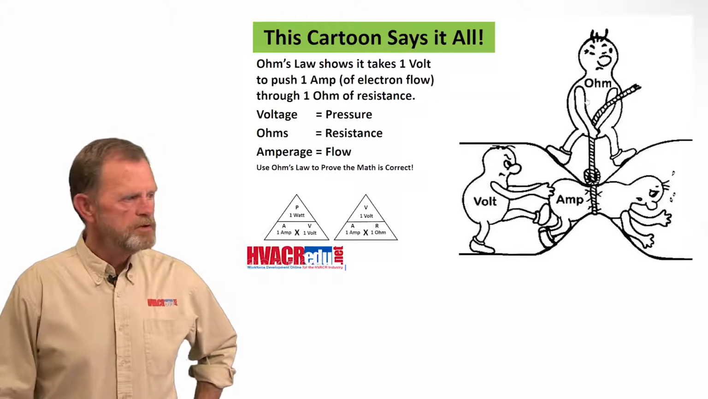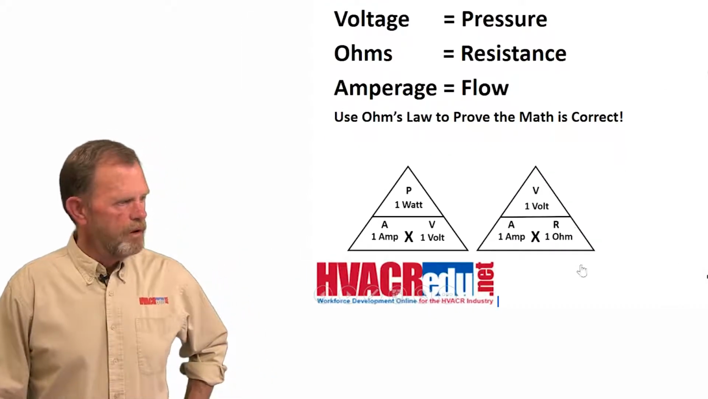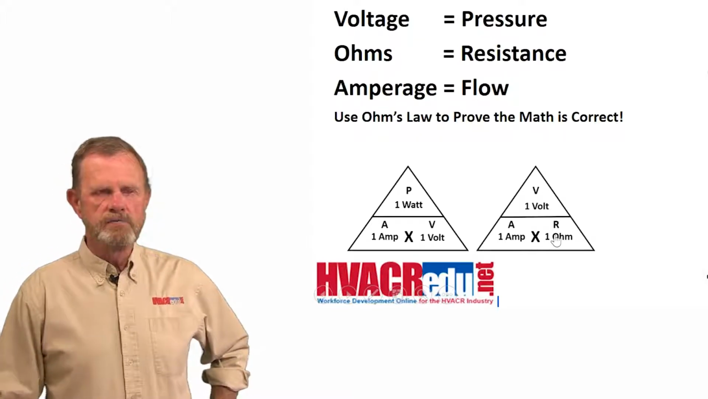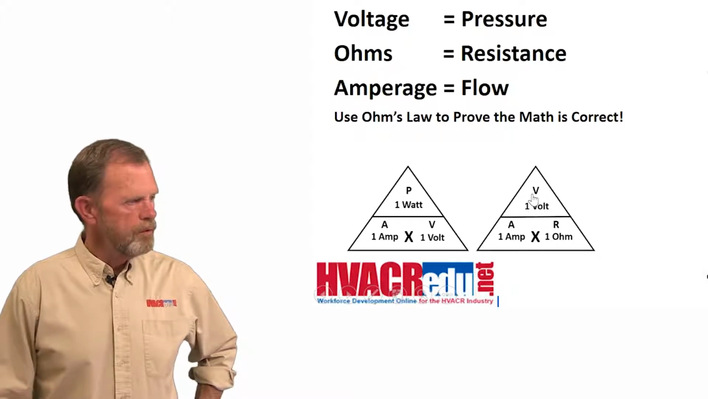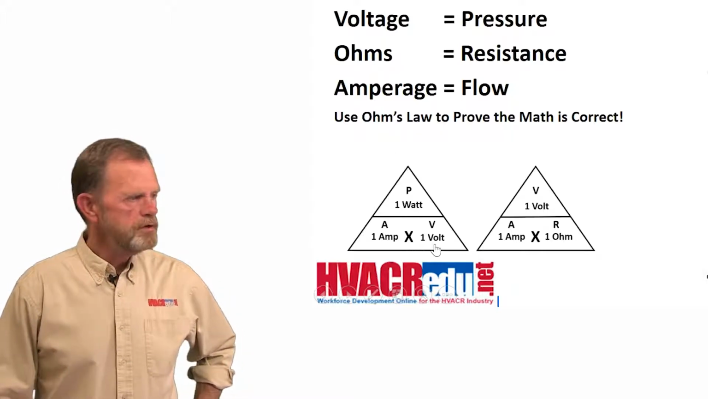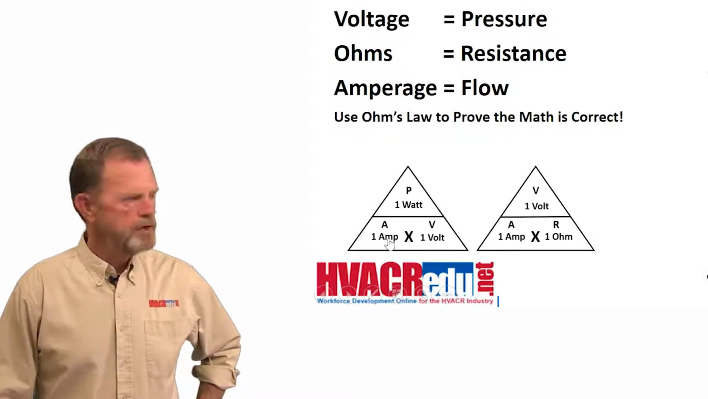So if you use Ohm's law to calculate this, it's pretty simple. I've got 1 amp times 1 ohm, 1 times 1 equals 1 volt. Okay? I've got 1 amp times 1 volt, 1 times 1 equals 1 watt. Or you can do the division, 1 into 1 equals 1, and it goes on and on.